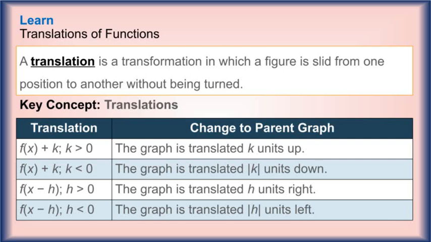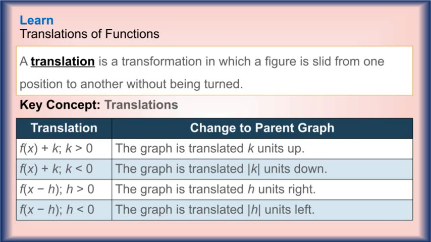Now, translations are one of the kinds of transformation you could have on a parent function. A translation is a transformation in which a figure is slid from one position to another without being turned. Rotation is another transformation. Translation is like a slide. You're sliding from one point, either to the right, left, up, or down.